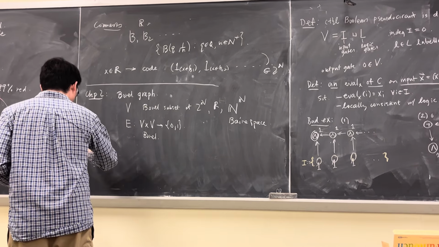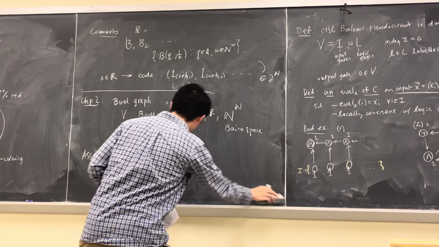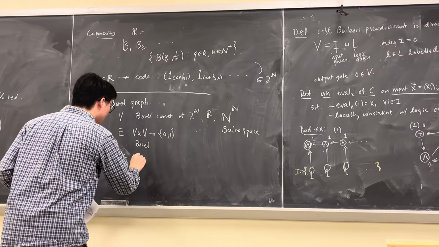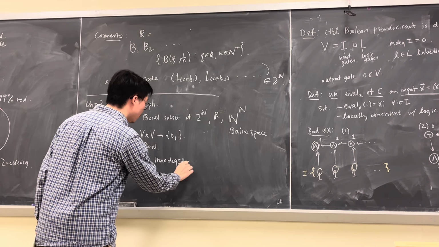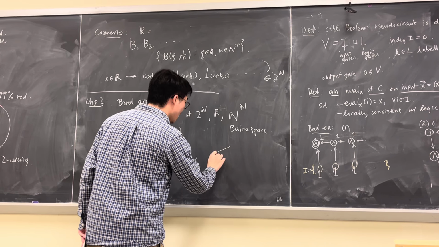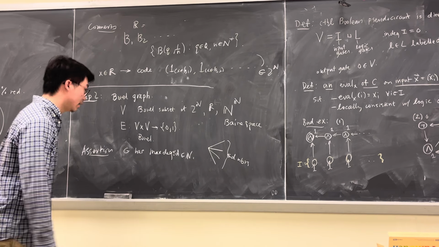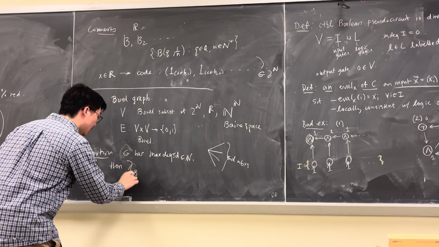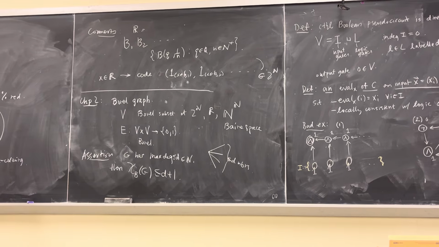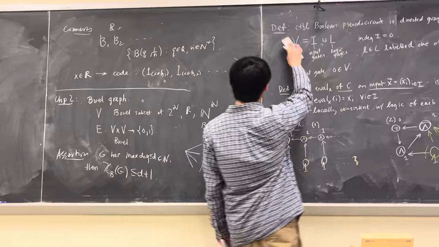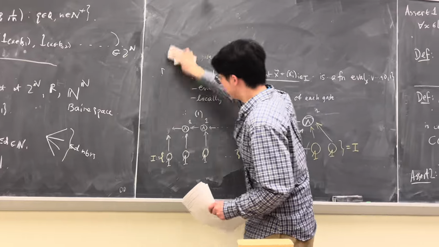I'll now make the following assertion. If G has max degree less than or equal to D, which is a natural number, in other words, every vertex has at most D neighbors, then it is a theorem that the Borel chromatic number of G is less than D plus 1. I will not be able to prove this, but the proof is not terribly difficult.